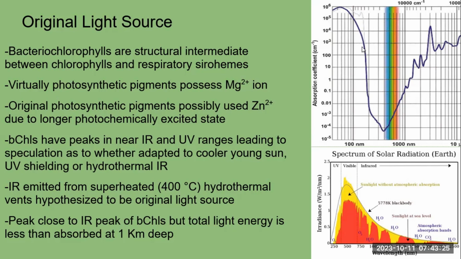However, the problem with this is that since water absorbs infrared light, the total light energy available from hydrothermal emissions is less than what would be available from sunlight at a kilometer deep. At this depth, any UV light would have been absorbed, making the notion that the first photosynthetic organisms used light from volcanic vents very unlikely.